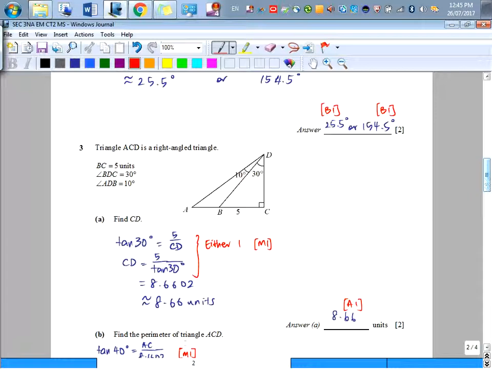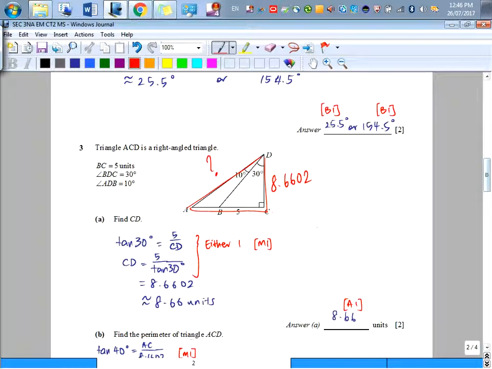Then find the perimeter of triangle ACD. ACD. The whole thing, big triangle. We already have CD, which is 8.6602. That means we have 2 more things to find out. Your hypotenuse over here and the length of AC. 2 things we need to find before we add everything up.